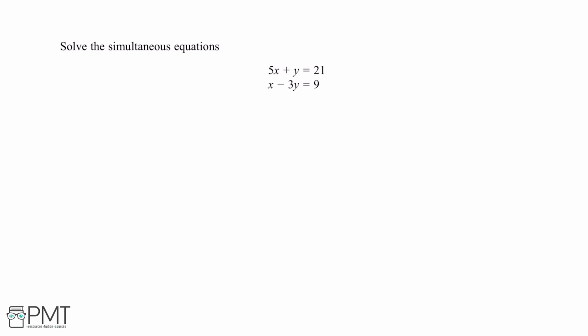Solve the simultaneous equations 5x plus y equals 21, x minus 3y equals 9. So in order to solve these two equations, we'll need to make one of these coefficients the same, and then add these two equations together to eliminate one of the algebraic terms. So if we label these equation 1 and equation 2, in equation 2 we have a negative 3y, and in equation 1 we have a y. So what we can do is multiply equation 1 by 3, so that we can then add these two equations together.